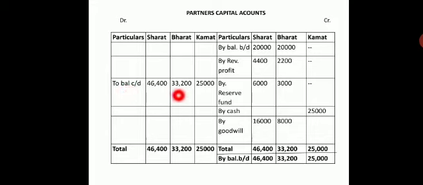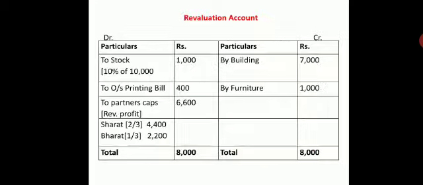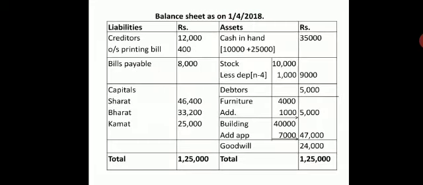Now this total is to be carried on the debit side of partners' capital, saying by balance carried down: 46,400, 33,200 and 25,000. Write the same total on both sides. After totaling, the same balance is shown as carried down for the next year. Followed? So the capital on that date will be shown again on the credit side. In the exam, whenever partners' capital account is prepared, the balance should be brought down for the next year. Now coming to the balance sheet.